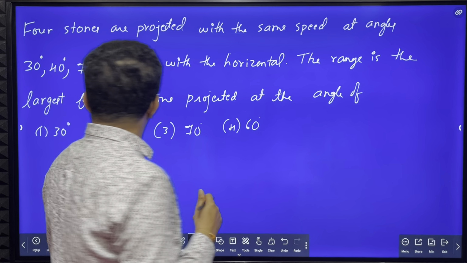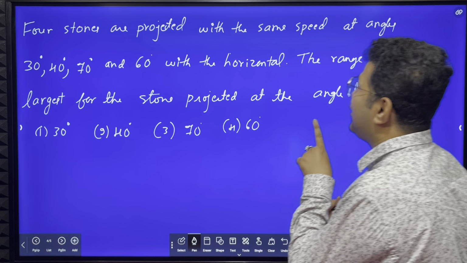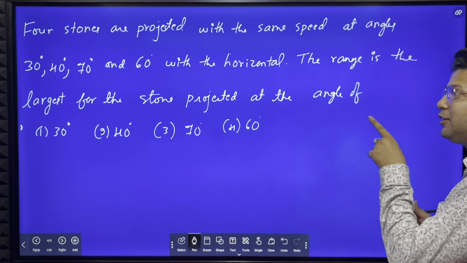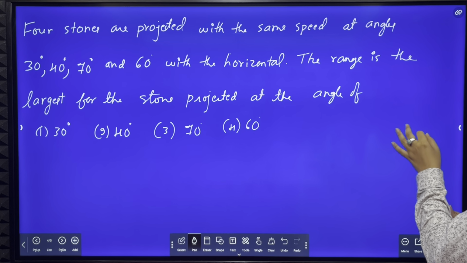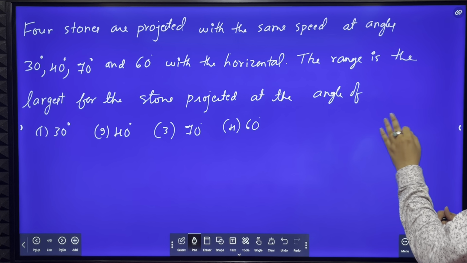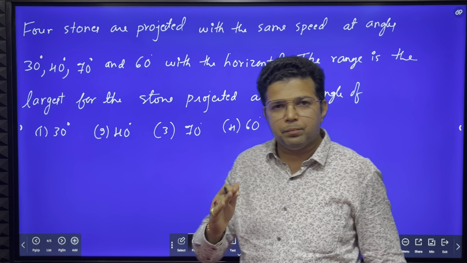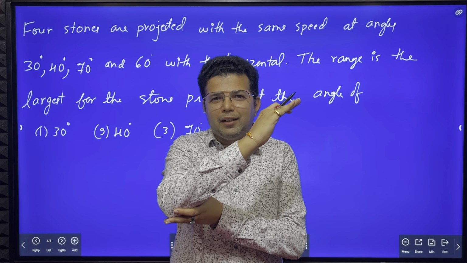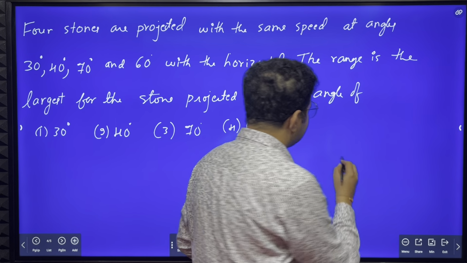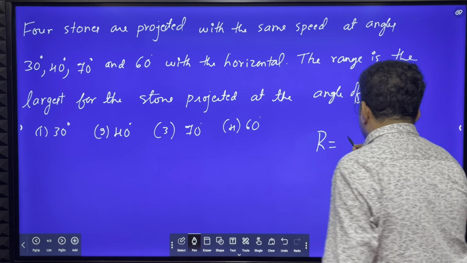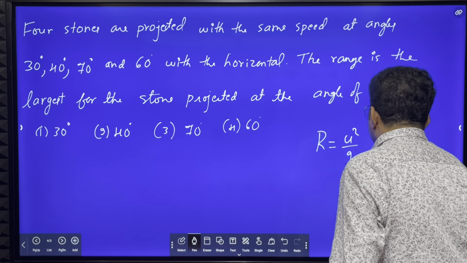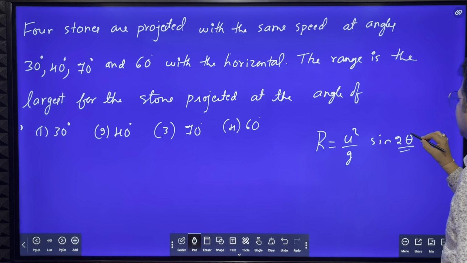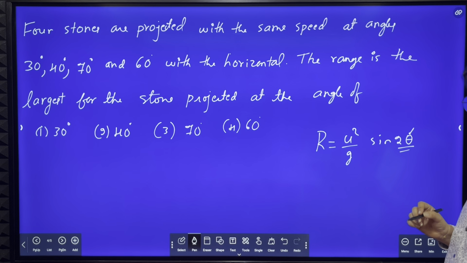Four stones are projected with the same speed at angles 30 degree, 40 degree, 70 degree and 60 degree with the horizontal. Range is the largest for the stone projected at the angle. We know that if the angle of projection is 45 degree, range is maximum. Now what is the equation for range? R equal to u square by g into sin 2 theta. Range is maximum when theta is equal to 45 degree.